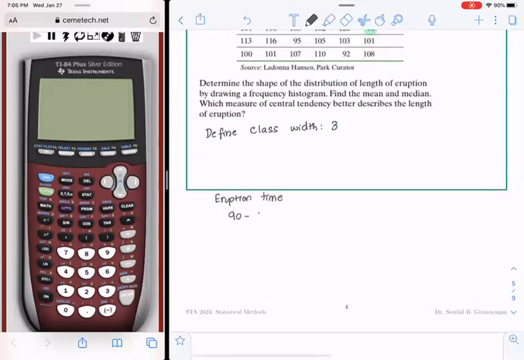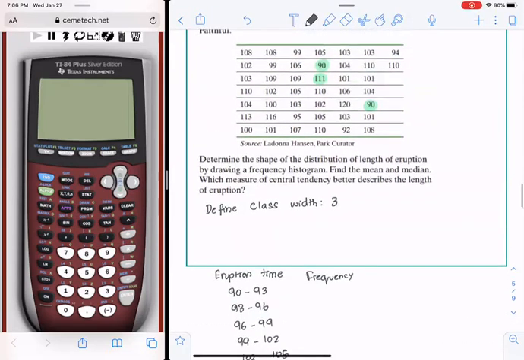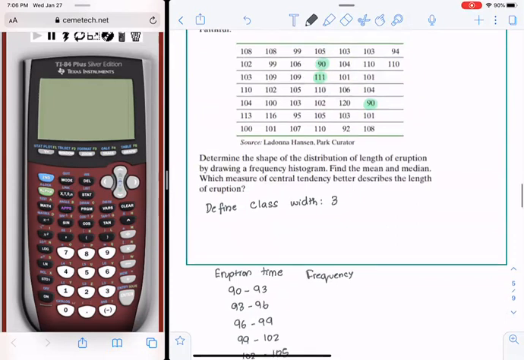So 90 to 93, 93 to 96, 96 to 99, 99 to 102, 102 to 105, 105 to 108, 108 to 111. And the next step is to obtain the frequency. So if something falls in the border, we will just put it in one or the other.